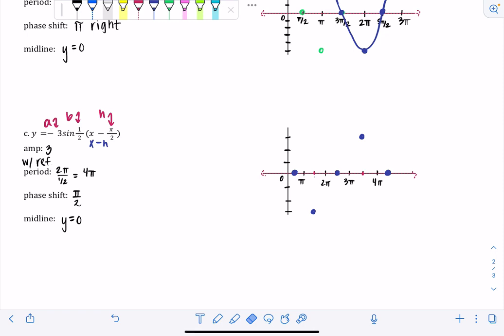And then from there we can connect our points. And same thing here, if you would rather draw the original graph first, without the phase shift, and then just count them over by half after that, it's totally fine. It really just comes down to personal preference.